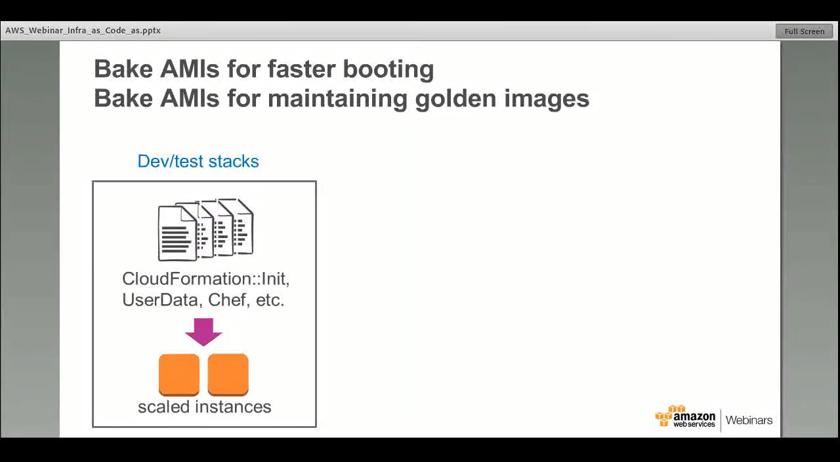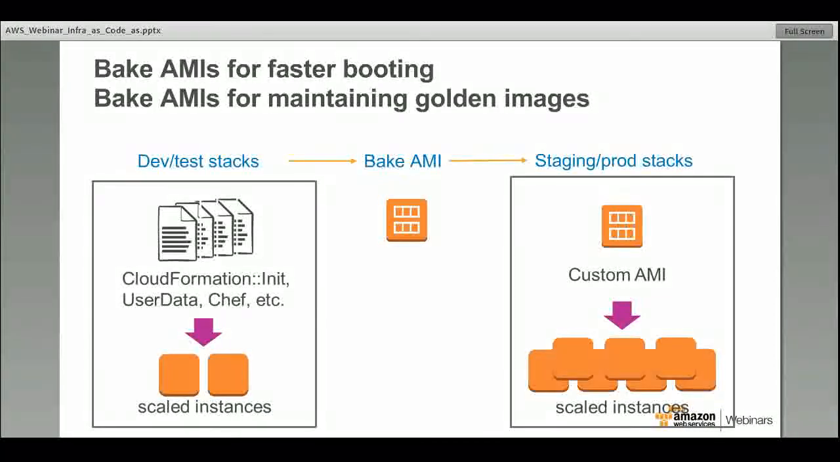So in the development and testing stage, they use CloudFormation init and Chef, etc., to deploy applications on top of the instances. They bake an AMI out of it, and then in production, where they have to create hundreds of instances, they use that pre-baked AMI, and that way they can be sure that they are using a golden, approved and tested image, and it boots in the shortest possible time.